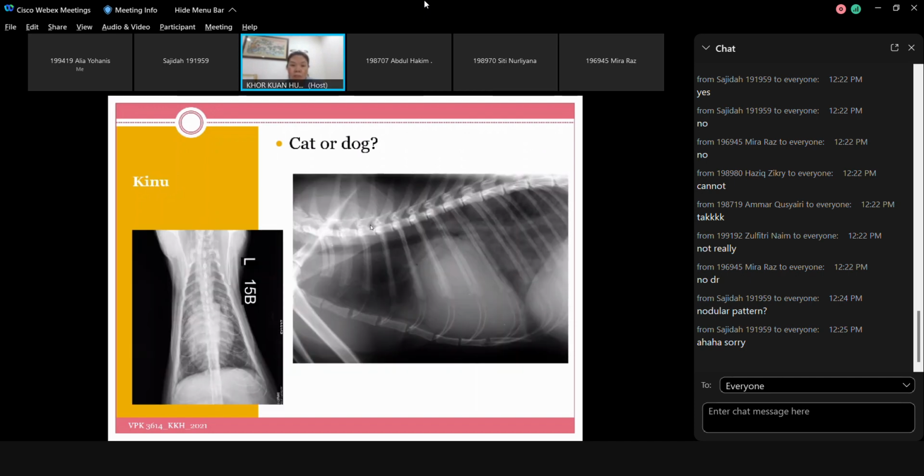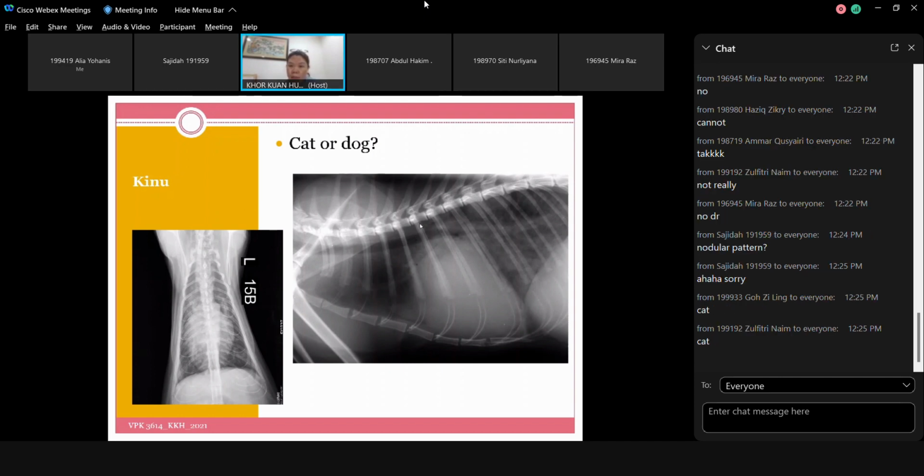Okay, is this a cat or a dog? Meow meow or woof woof? Cat. The vertebrae. Big heart, correct? Lungs, not very good, correct? Can you see the trachea elevated? And a large cardiac silhouette. You do a VHS yourself later on when you're free.